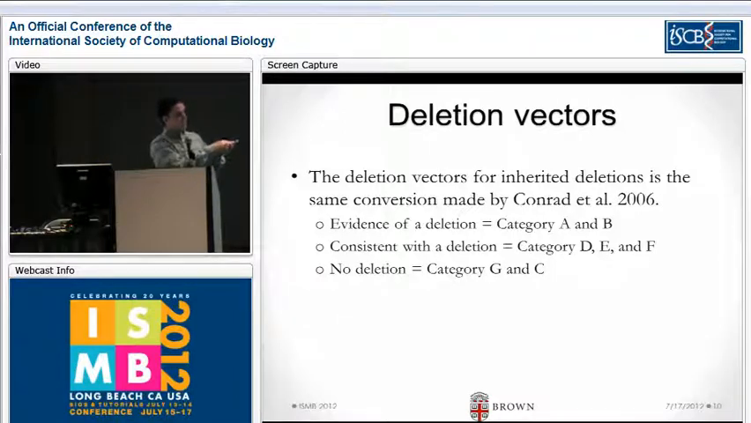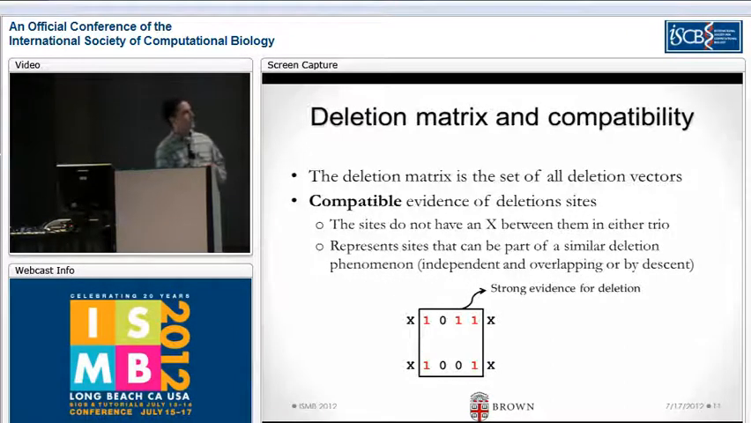It's important to note that this conversion from genotypes to deletion vectors is essentially the same for inherited deletions that Conrad suggested in the 2006 paper. There's a one-to-many mapping here from evidence of deletion to category in A and B, because technically you can have an evidence of deletion with your mother or with your father. But the method isn't limited to trios. But if you do have trios, then you have these additional categories.